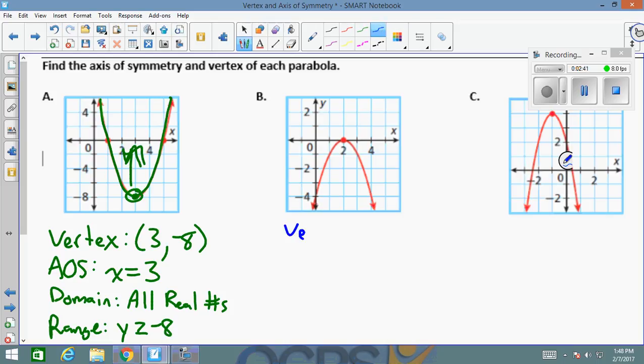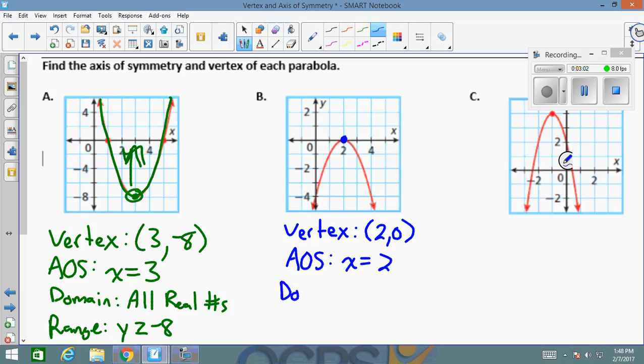Again, we're going to start with our vertex. This time it goes the other way, so it's going to be at the top of our graph, which is that point there. That coordinate is 2, 0, so that's our vertex. Our axis of symmetry is always going to be x equals, and the number is 2 in this case, so x equals 2.